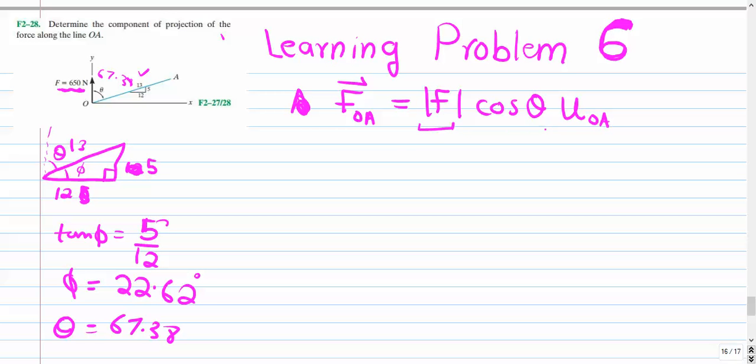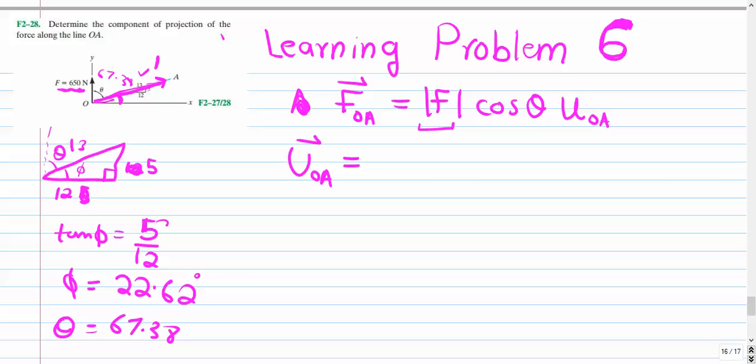Okay, now that we have theta, we can move on to find the unit vector in direction of the OA axis. So let's first draw an imaginary unit vector along the OA axis. Let's say this is our unit vector, okay? And we all know that the unit vector has a magnitude of 1. So the length of the unit vector, or its magnitude, is always equal to 1, right?